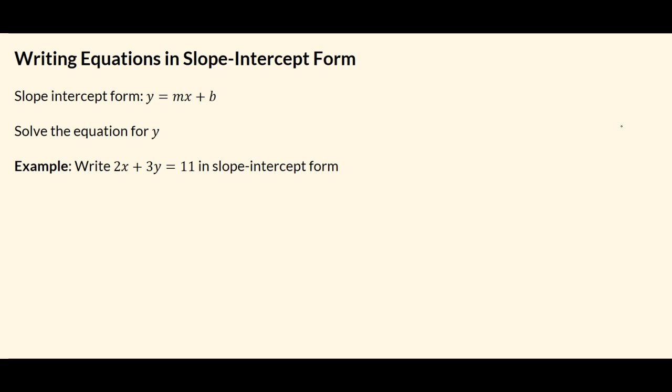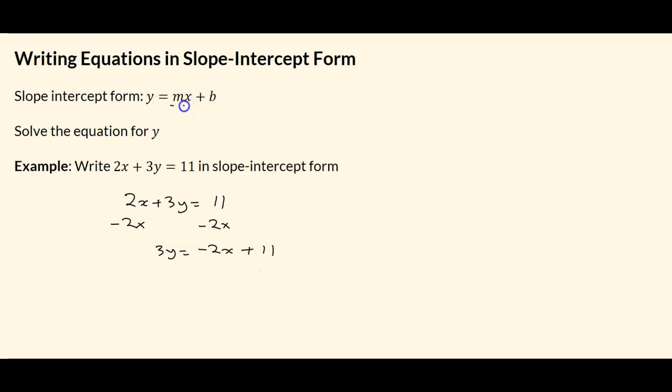So we have an equation here, 2x + 3y = 11. We want to express this in slope-intercept form. So we have 2x + 3y = 11, and we want to make sure that we isolate y. That's the main goal whenever you're trying to write an equation in slope-intercept form. So the first thing we're going to do is subtract 2x from both sides, and that's going to give us 3y = -2x + 11.